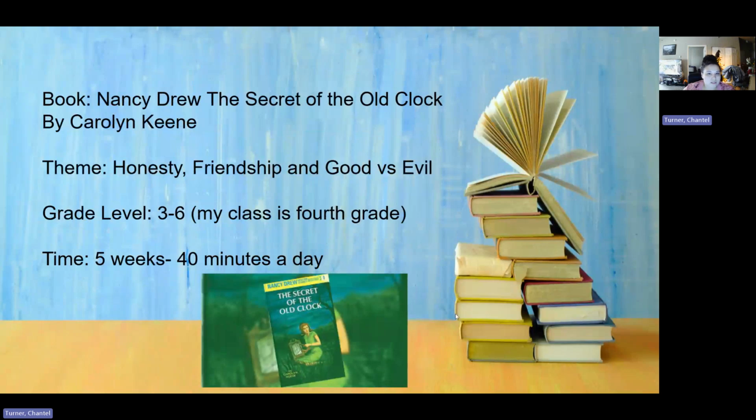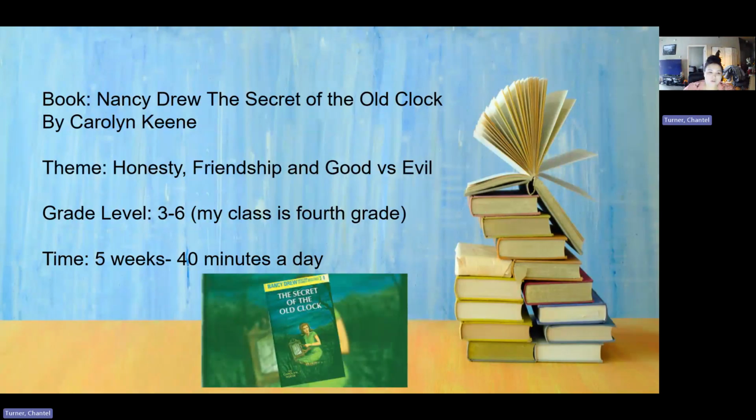Again, my novel is Nancy Drew, The Secret of the Old Clock by Caroline Keene. The theme is honesty, friendship, and good versus evil. Grade level is 3 through 6. My class is 4th grade. We'll be working on it 5 weeks for 40 minutes a day.